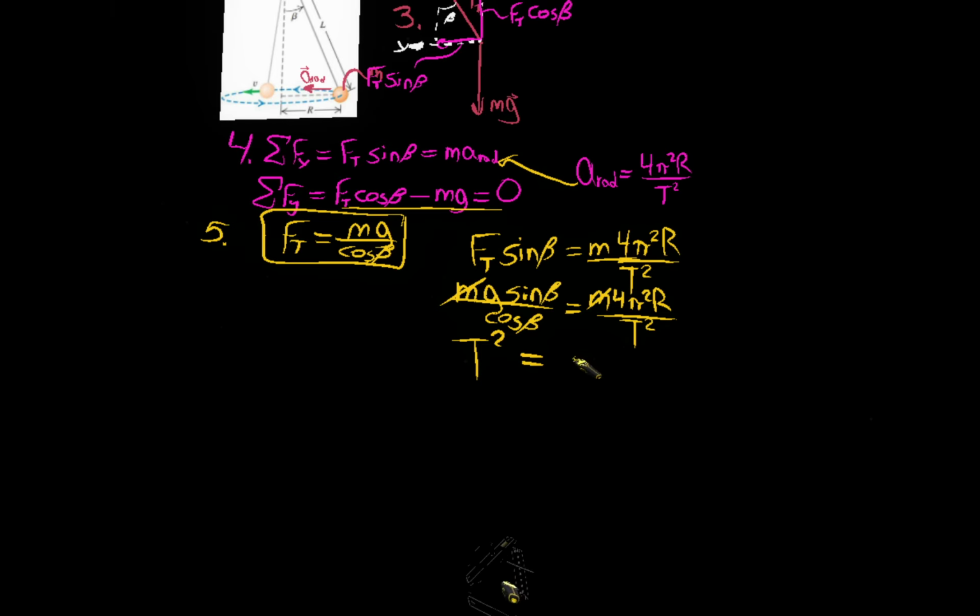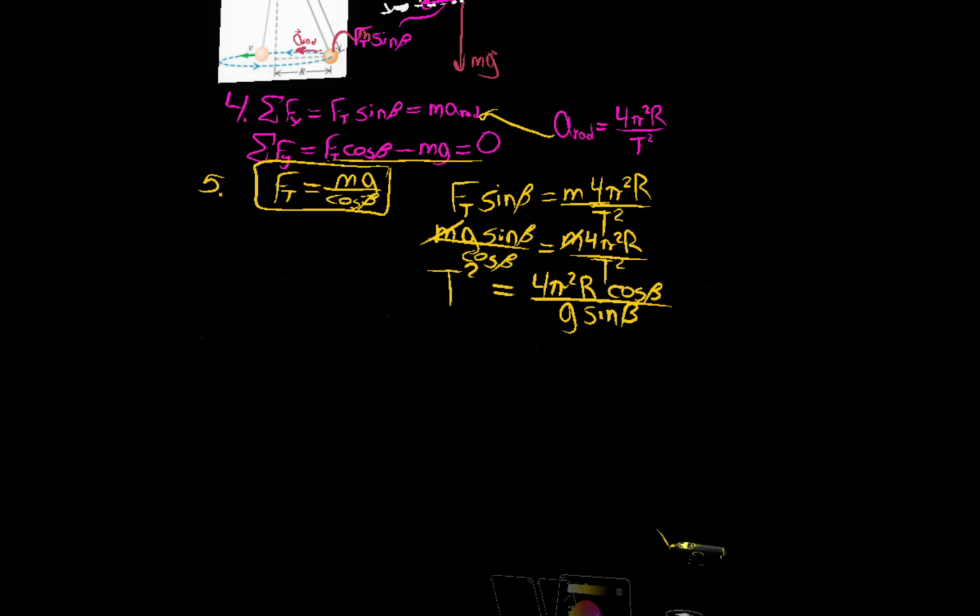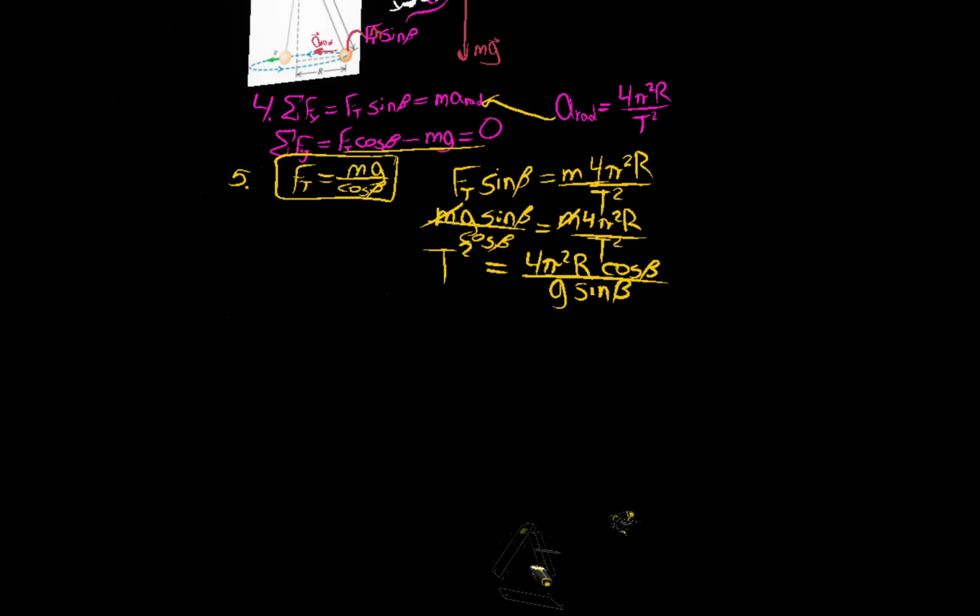Anything else cancel? No. Okay. So we have 4 pi squared r times cosine of beta divided by g sine beta. And then this is left over on that side. And that should be where we're at. Yep, it confirms with my notes. And so then we just take the square root of the whole thing. So that would be 2 pi, comes right out of the square root.